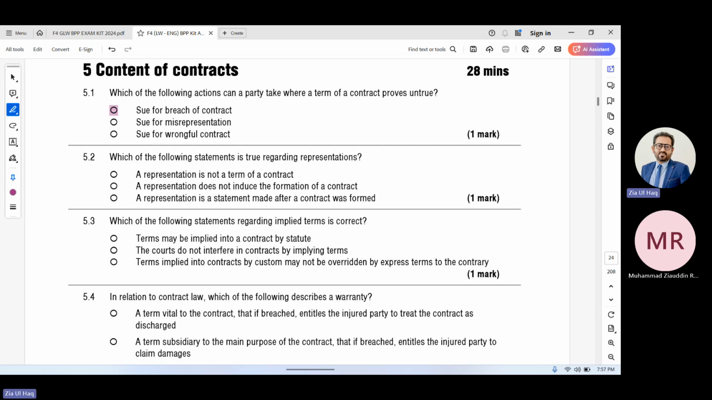A representation is not a term of a contract. Yes. A representation does not induce the formation of a contract. No, it is a part of a contract. It induces me before the contract, what is discussed between the parties, the discussion. A representation is a statement made after a contract was formed, not before.